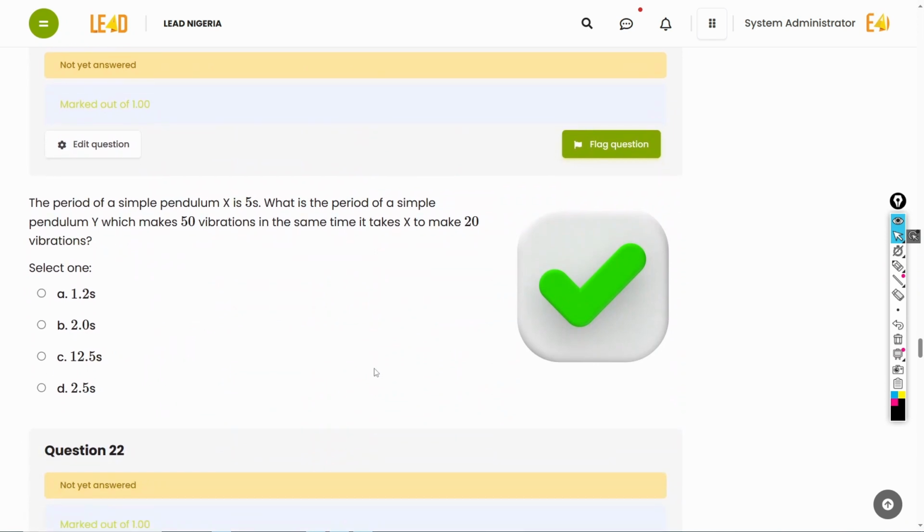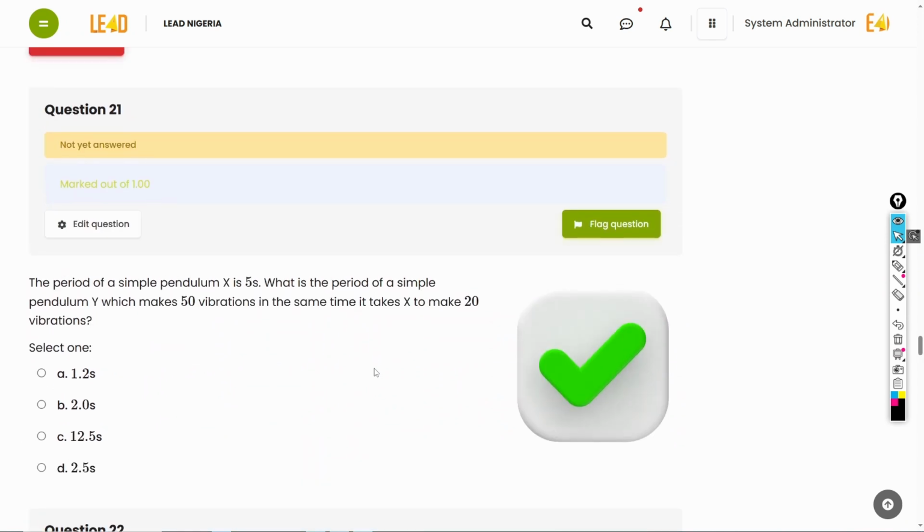All right, 21. The period of a simple pendulum X is 5 seconds. What was the period of a simple pendulum Y, which makes 50 vibrations in the same time it takes X to make 20 vibrations? Okay, good. So the period of the first one is 5 seconds. So that means that for X, time for one oscillation is 5 seconds.